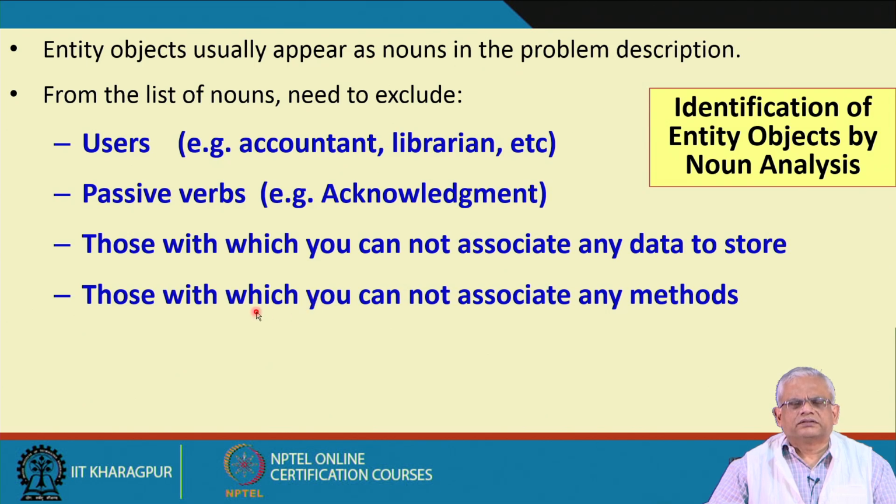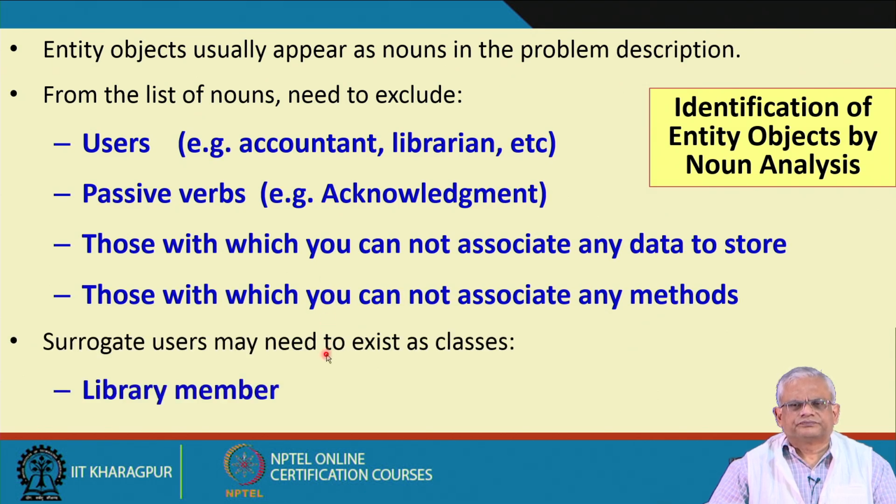And those nouns with which we cannot identify any method at all, for example, store, get, etc., such methods we should be able to identify with the entity objects. If we cannot even identify any methods which will be associated, then these are not entity objects. In the examples that we discuss, we will see that we eliminate the identified nouns based on these criteria.